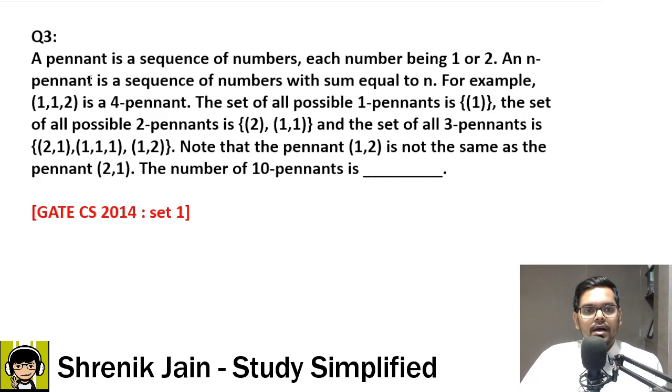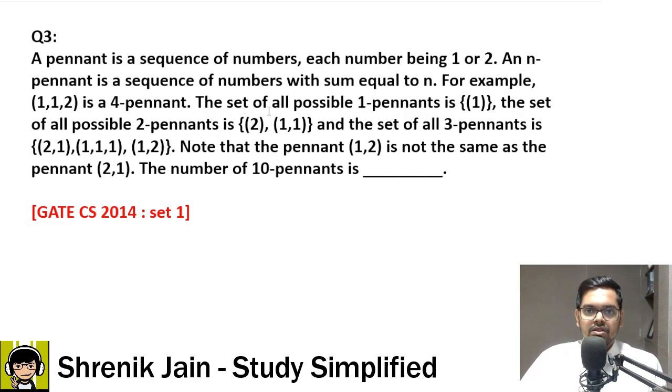The question says a pennant is a sequence of numbers, each number being 1 or 2. An n pennant is a sequence of numbers with sum equal to n. For example, 1, 1, 2 is a 4 pennant. As you can see, 1 and 2 are the only digits used while making the sequence. Only 1 or 2 can be used, other numbers cannot be used. And what is an n pennant sequence as per the question? The sum of the digits is equal to n. Yes, 1 plus 1 plus 2, the sum of the digits is 4, right? So a 4 pennant ordered set makes sense.